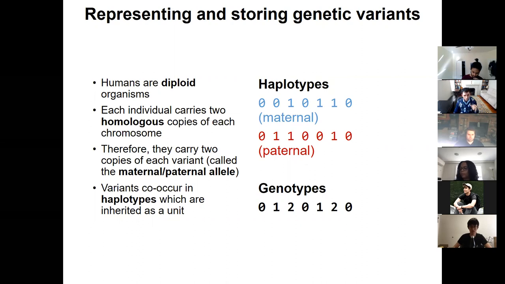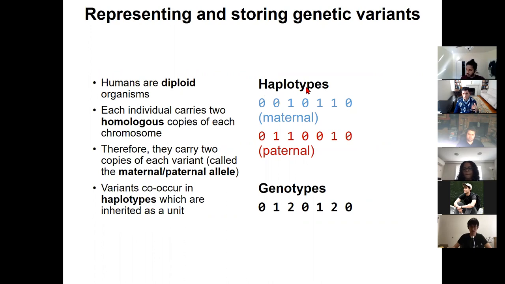So now how do we represent and store genetic variation? So again, remember, humans are diploid organisms. So that means that every individual carries two homologous copies of every single chromosome. And therefore you have two copies of every variant. And you can call them the maternal or the paternal allele, although most of the time we're not going to care if it was mom who gave it to you or dad. And those variants co-occur within haplotypes, which are inherited as a unit. Okay, so we're going to talk a lot more about haplotypes shortly.